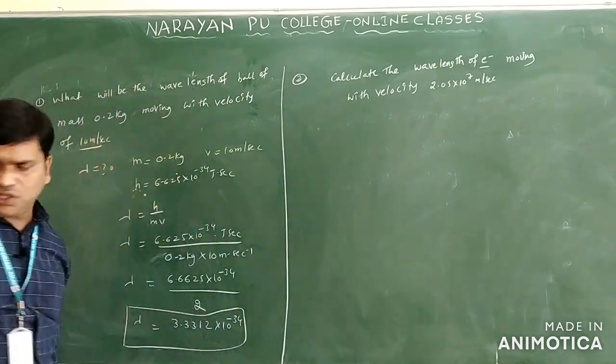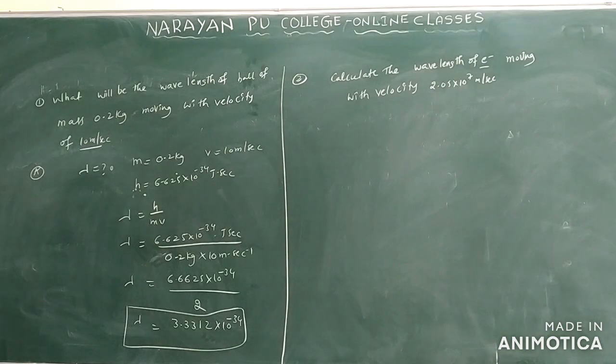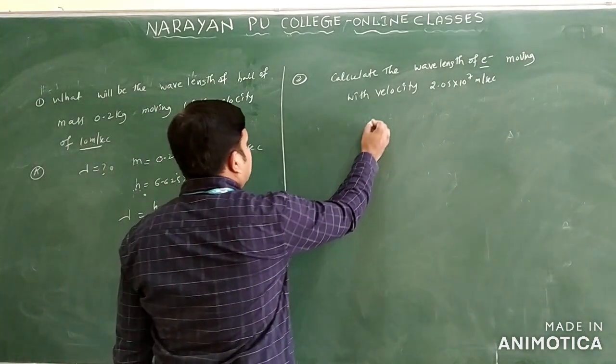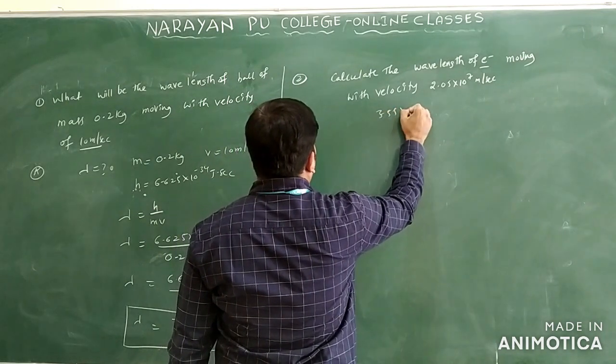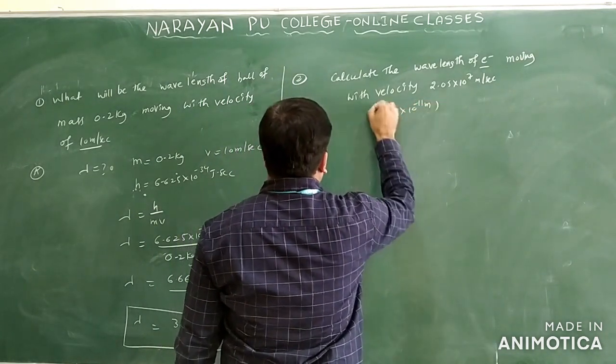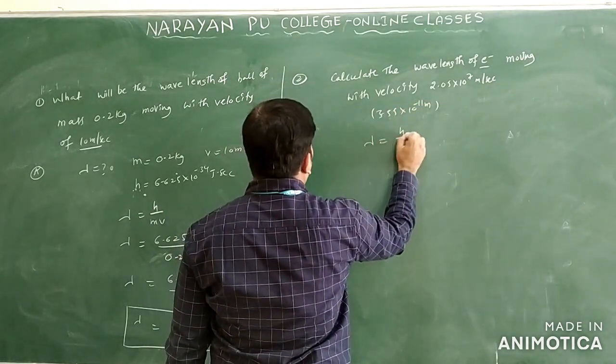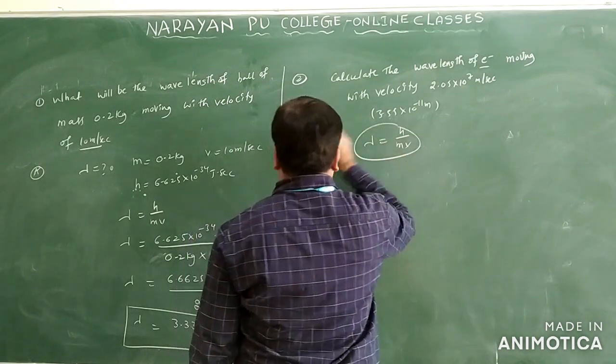So I will write the answer. How much answer did you get for this question? 3.55 into 10 power minus 11 meter. You can solve this question by using the formula lambda is equal to h by mv only.